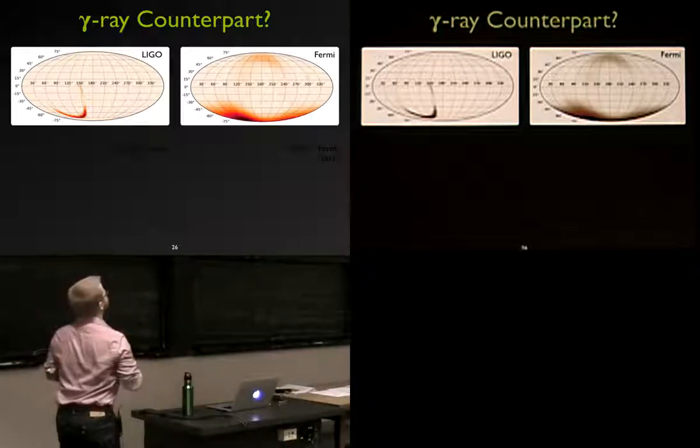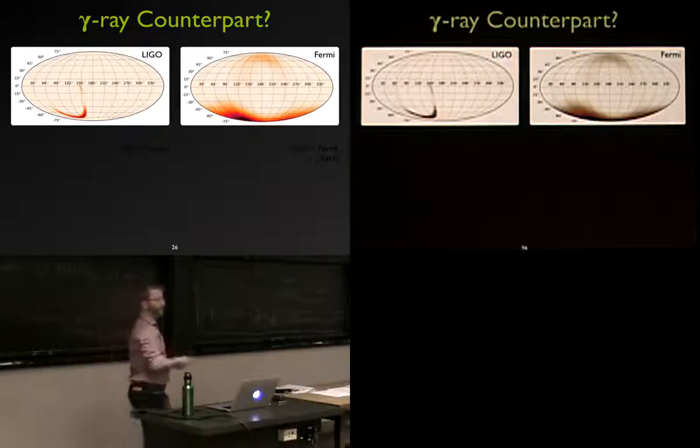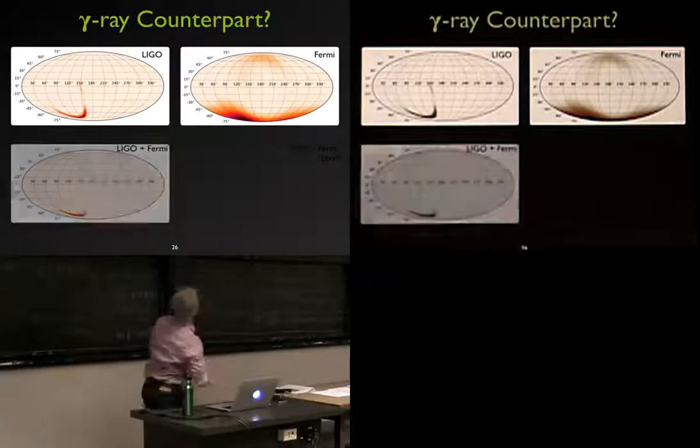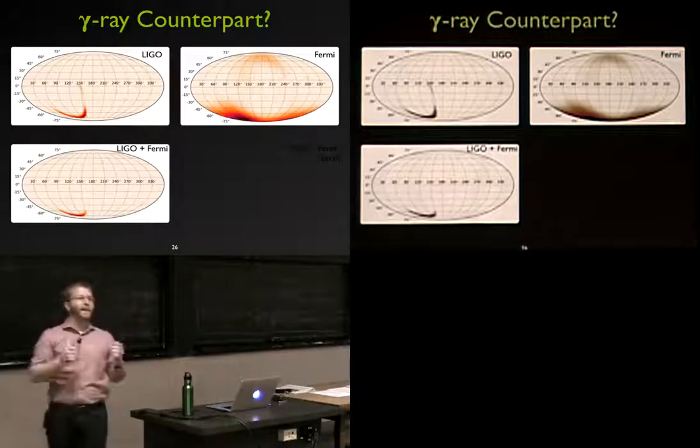We're not the worst. So they have no idea where it came from either, but we also have no idea, but we have some idea. So we can combine some idea with less idea and get a new probability map. And this is the combined localization.